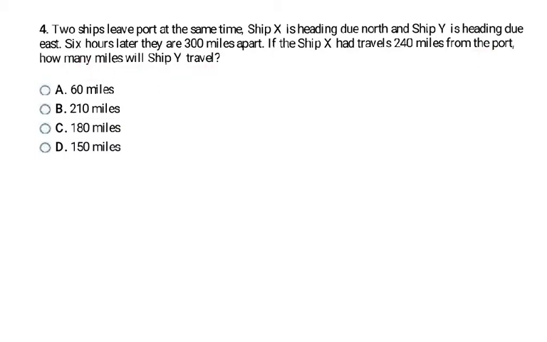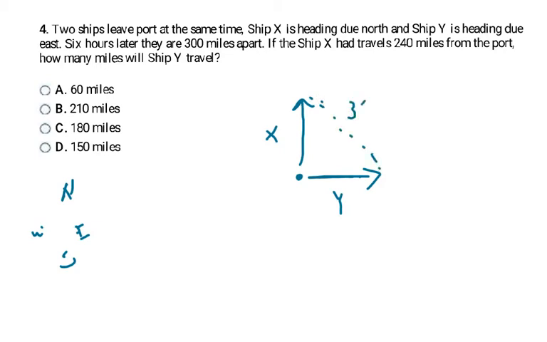So first thing is we need to remember that our compass points are north, west, east, and south. And so we'll say that this is our port. And we have ship X going due north. So that's going up the screen. We're going to label that X. And then ship Y also leaves that same port, but it goes east. So that's going to be to the right of our screen. So we'll go ahead and label that Y. And so 6 hours later, they're 300 miles apart. So that means this right here is 300 miles.